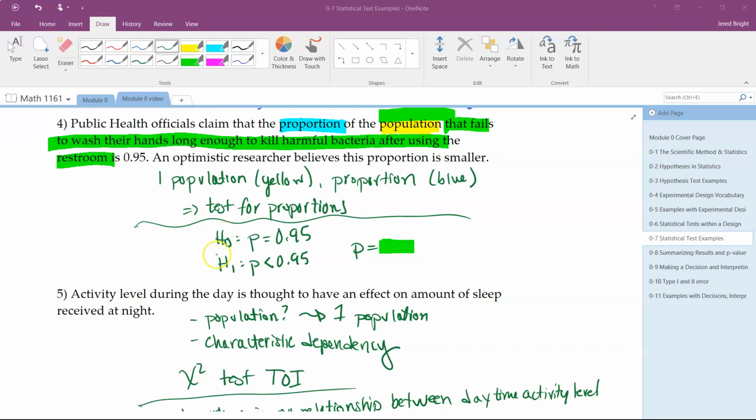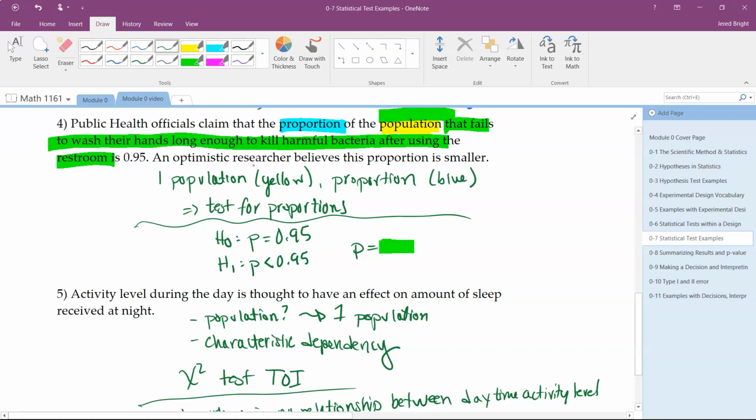And so when we do that, the proportion, we can write it in symbols as p is equal to 0.95, where p is the proportion of the population that fails to wash their hands long enough to kill harmful bacteria after using the restroom. Whew. Yeah, that's why I didn't want to write it all out. So it's just all the green highlighting is what p stands for. And then the researcher, so the new belief is that the proportion is actually less than 0.95. So he or she thinks that more people wash their hands long enough to kill bacteria. All right, number 5.